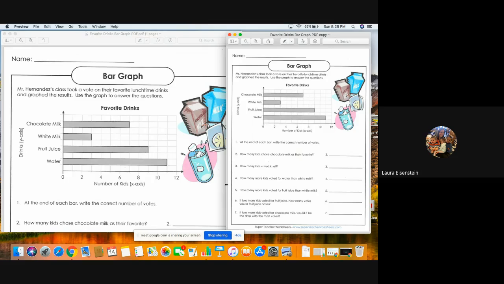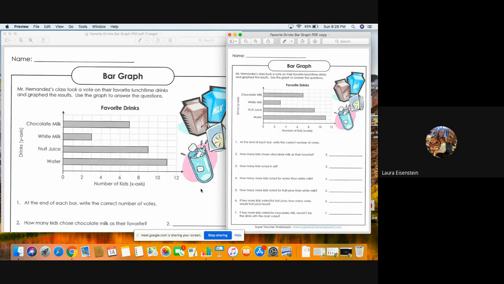So that's going to be a 2-step problem. The first thing you need to do is figure out how many kids voted for each. So you need to identify how many voted for chocolate milk, white milk, fruit juice, and water. And then you would add up all those numbers together. So you would need to add up these 4 amounts to get the answer of how many people voted all together. So that's what that question is asking you. All together, how many kids voted?